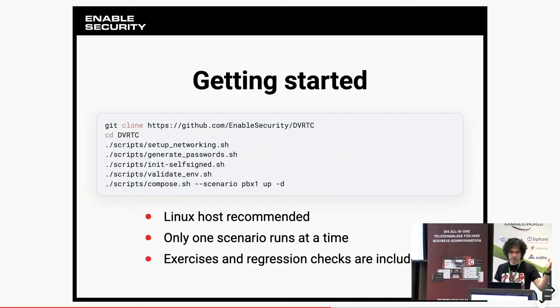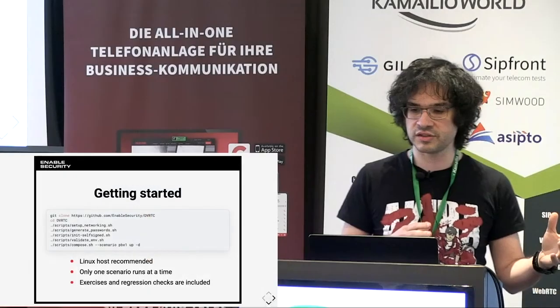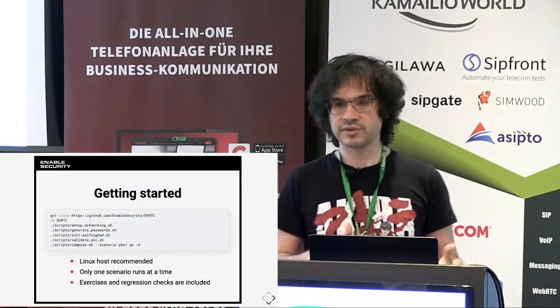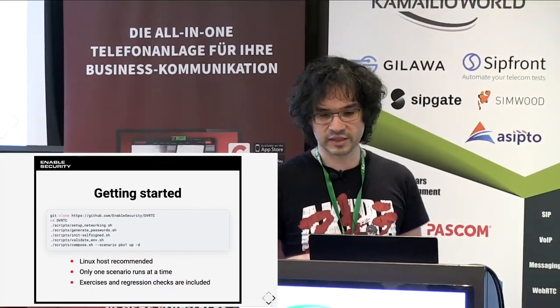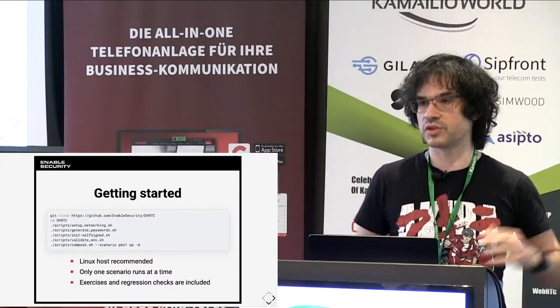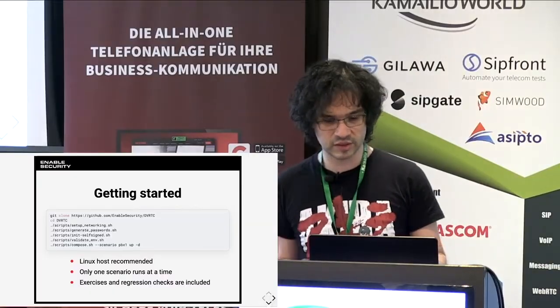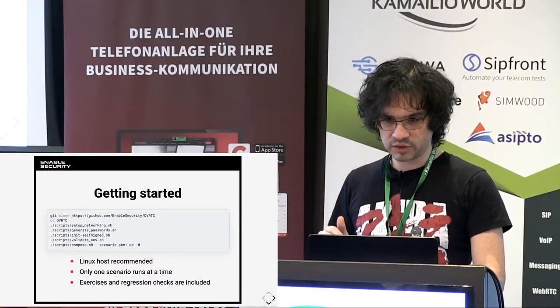Now, how to run it? You git clone, and you run a few scripts to initiate certain variables that are necessary, but then you run the compose script with the scenario and tell it to go up, and that's basically it. We use Linux host networking and large UDP ranges, so we don't really support running it on Docker Desktop on macOS or Windows. Use a Linux VM in some way. There are instructions in the documentation as well about this.